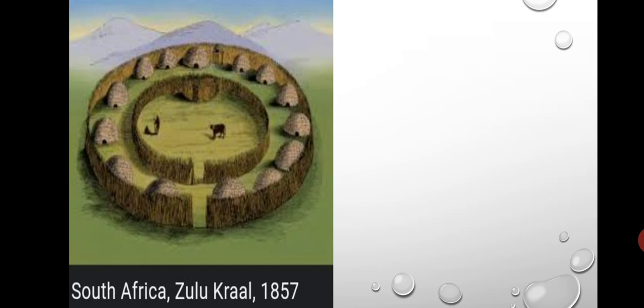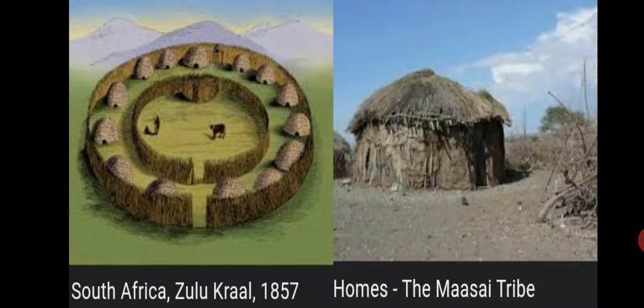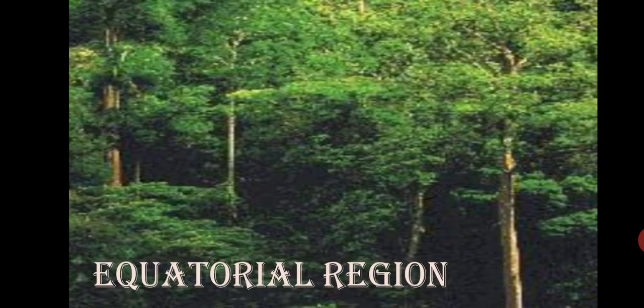without windows. Short in height and dome shaped huts are called kraals. Hunting and rearing are main occupations. Examples: main tribes include Zulu, Hausa, Maasai, etc. So, this is about grasslands, the southern type. Now, let's move on to Equatorial Region.